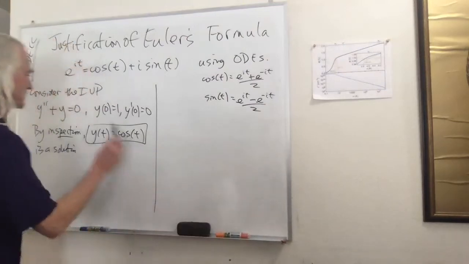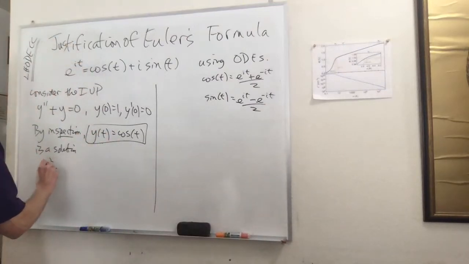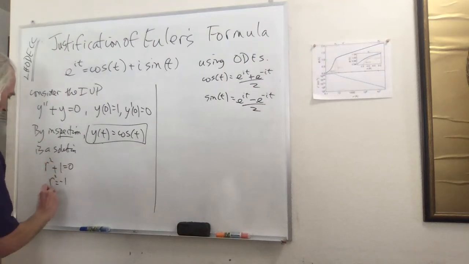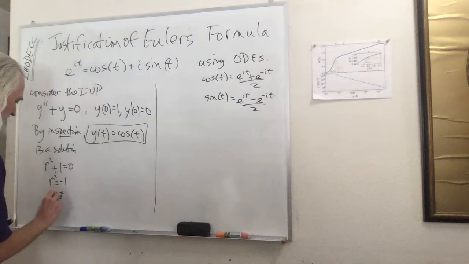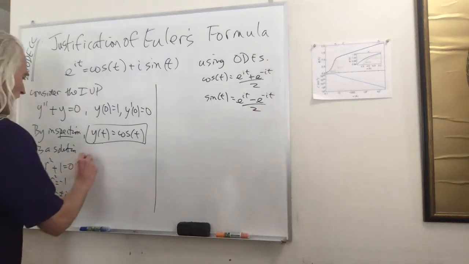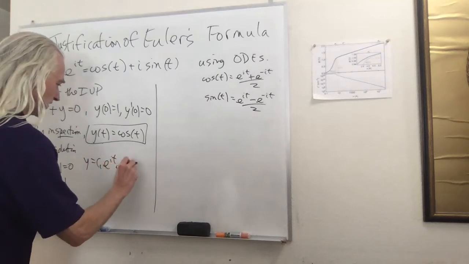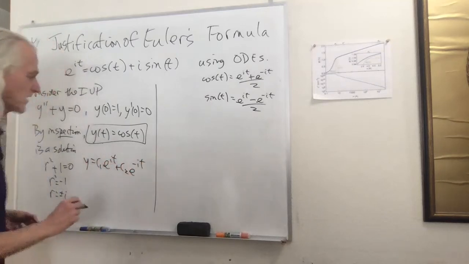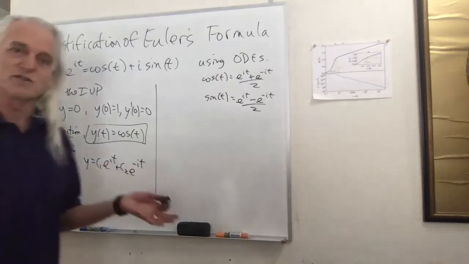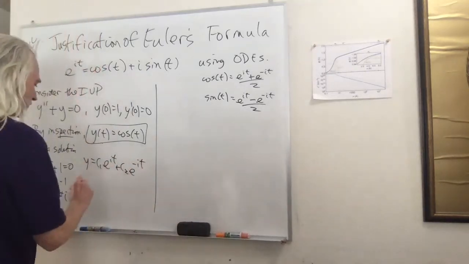So let's do it this way. We have r squared plus 1 is 0, so r squared is negative 1. r is plus or minus i. So y is c1 e to the it plus c2 e to the minus it, which is also the general solution, but now it's complex valued.